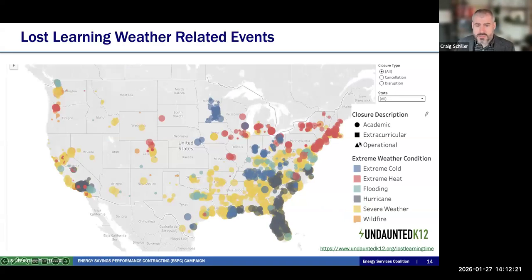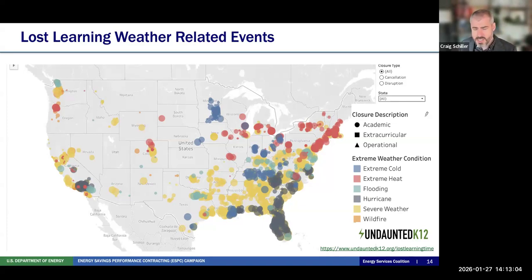Another actually traceable and quantifiable number is the lost learning events. So school days that are canceled because of utility blackouts or extreme weather. So a nonprofit partner of ours, Undaunted K12, has been tracking these closures across the country. And if you look at this map, you'll see a few things. The Southeast has been hammered by severe weather. I mean, even right now, there are lost learning events because of the severe weather across the Southeast and most of the United States. You also see in the Northeast a lot of extreme heat conditions that cancel school. That's because the Northeast rarely has air conditioning. Most of the schools in the Northeast were built at a time when air conditioning was not considered and not needed.